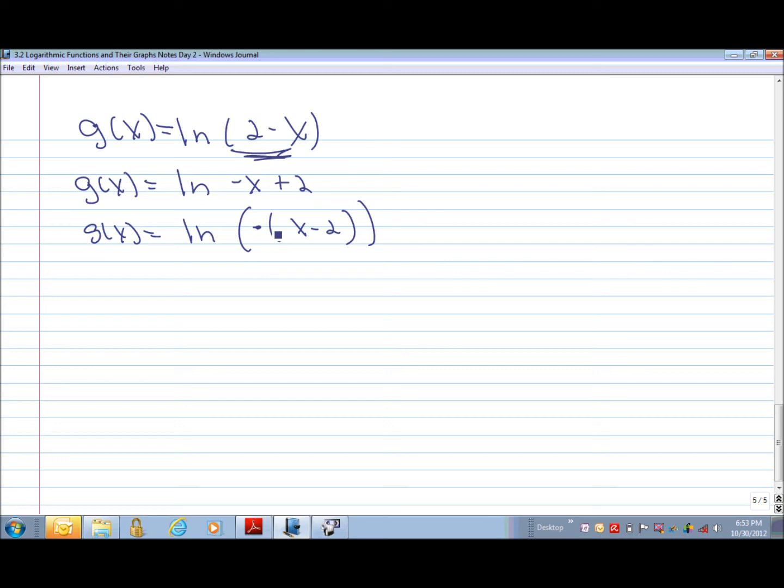Sorry. Reflection, and we're going to go to the right 2. So we're going to go to the right 2, but we're going to reflect next. All right, so let's try that on our graph. Again, back to those same key parent points.